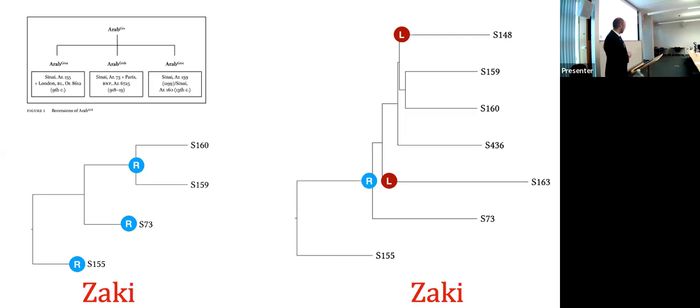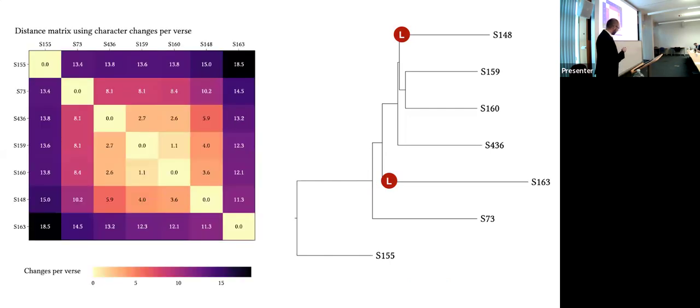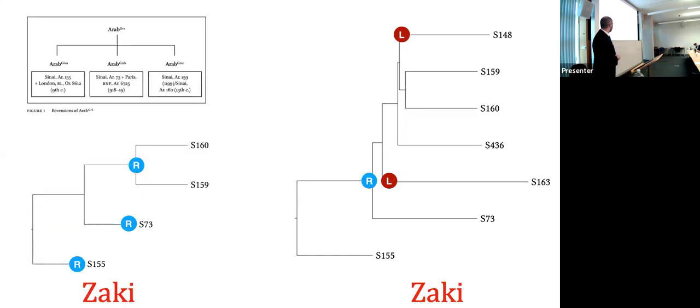Now this tree is compatible with Zaki's early observations, except that now there are other manuscripts in the stemma between S73 and 159 and 160. As she noted, 159 and 160 are extremely close together. You can see here they only average about one character difference per verse, and they're paired quite closely together in the stemma.